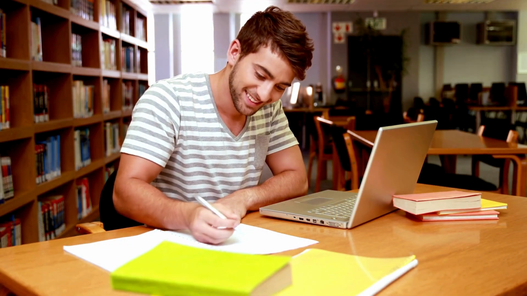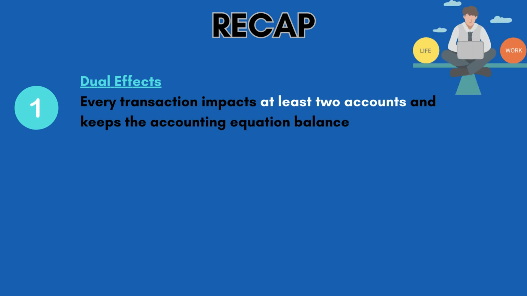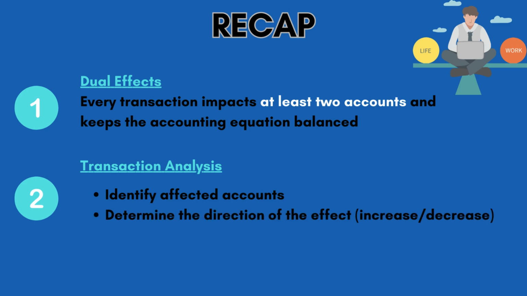Before we conclude today's lesson, let's take a moment to recap the key points we covered. First, in financial accounting, every transaction has a dual effect, meaning it impacts at least two accounts to keep the accounting equation balanced. Second, transaction analysis. Step 1, we identify the accounts that are affected by the transaction. Step 2, we determine the direction of the effect on each account, whether it increases or decreases. Finally, we double-check that the amounts of debits equal the amounts of credits to ensure the accounting equation remains balanced.